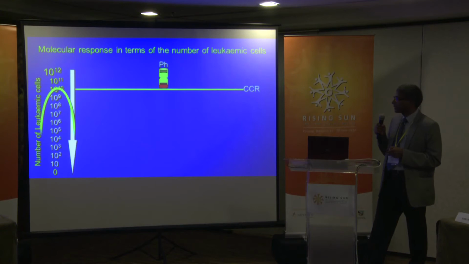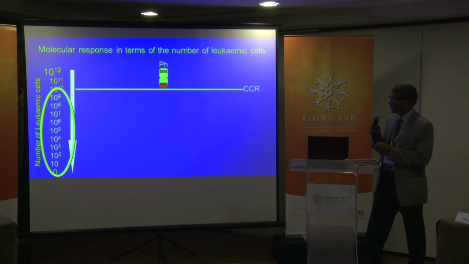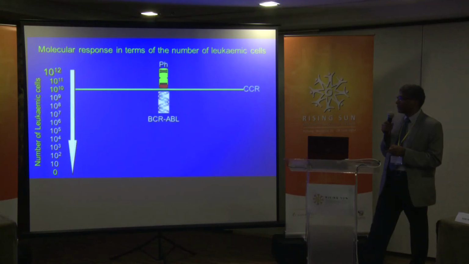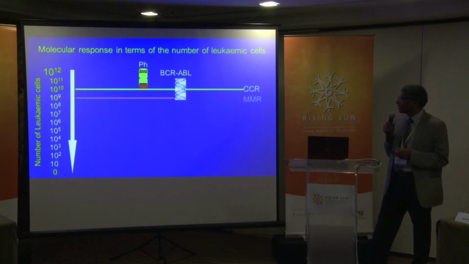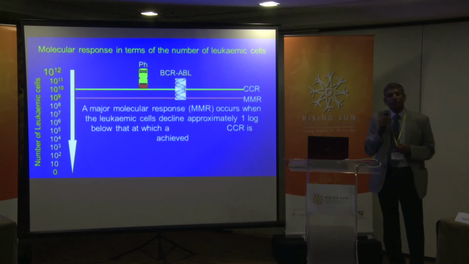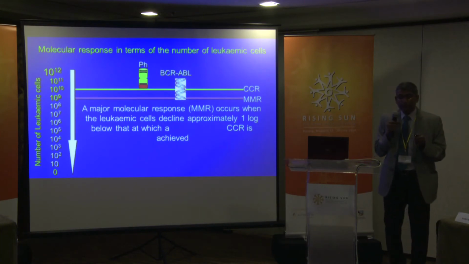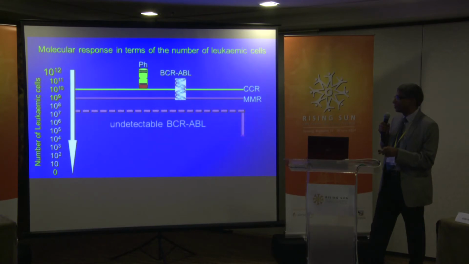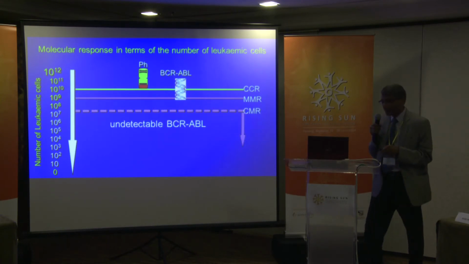Then as we persist with therapy, you will understand that there is almost 10 raised to 9 cells still present when you have a negative Ph chromosome. Then, when you continue with therapy, you tend to achieve some sort of a molecular response with a decline of the BCR-ABL transcript. And when the level comes down to around 10 raised to 9, you tend to achieve what is known as a major molecular response. So when you have achieved a major molecular response, still there is a significant proportion of patients who are harboring the disease.